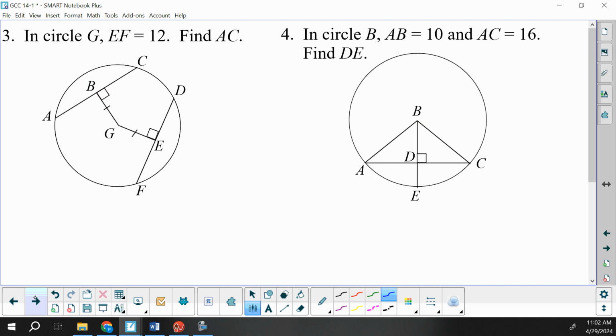All right, if we go down to 3, notice we've got the tick marks and we've got circle G. So that means those chords are going to be the same distance from the center. So automatically we already know that AC and FD should be congruent. So we know here to here is equal to there to there. Because if you are the same distance from the center, those chords should be equal. Well, they tell us that EF is 12. We know the chord gets bisected when it's perpendicular to any line going through the center. So this is 12, meaning the whole thing is 24, meaning that AC also has to be 24.